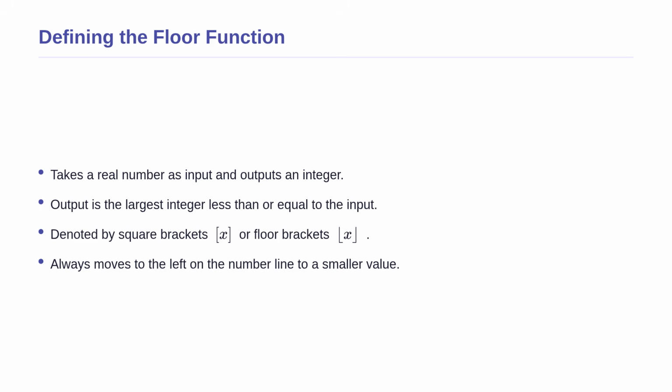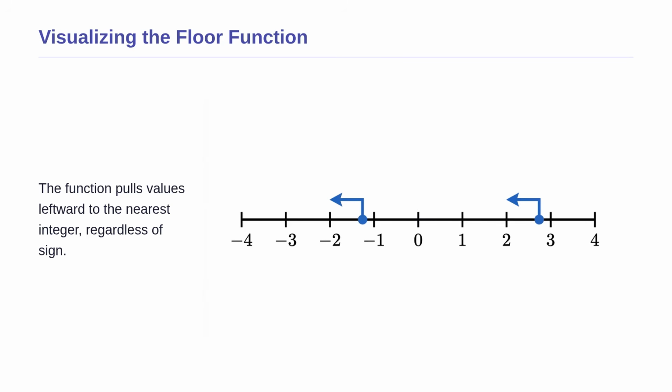If the number is already an integer, the function leaves it completely alone. But if the number has a decimal part, the function moves to the left on the number line until it hits the very first integer. It is crucial to remember that it always moves to the left to a smaller value. Before we move on, let us see this downward pulling behavior with a concrete visual example.